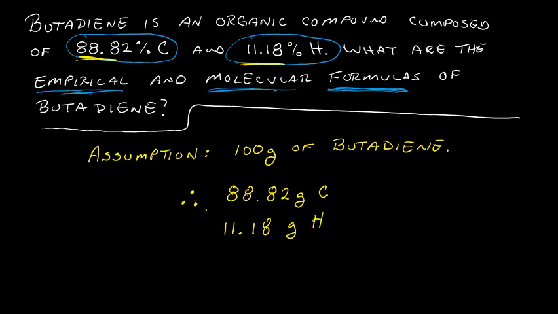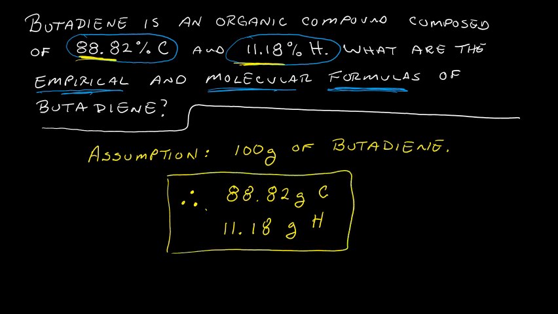And so now we've got a problem that's a little bit more similar to the one that we just did with the copper and the oxygen. Now I'm going to go to the next slide and take these masses, the mass of carbon and hydrogen, and convert those into moles. If you want, you can hit pause and do that ahead of me, and then we can compare our results and see if we got the same thing.